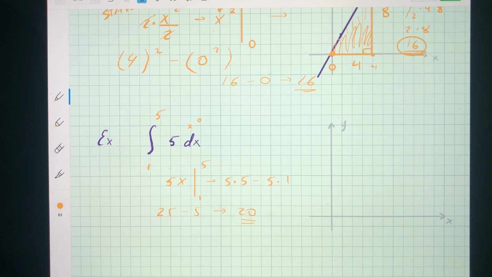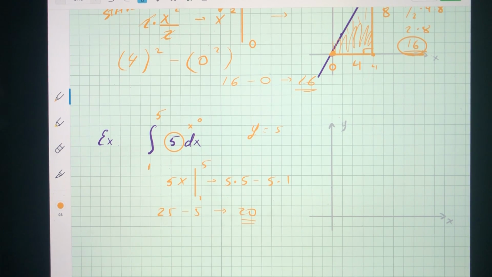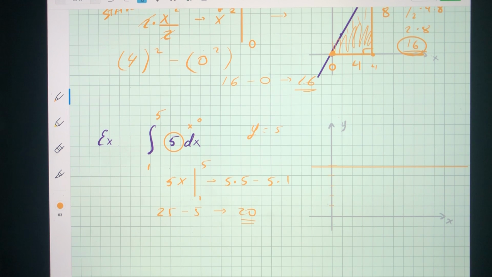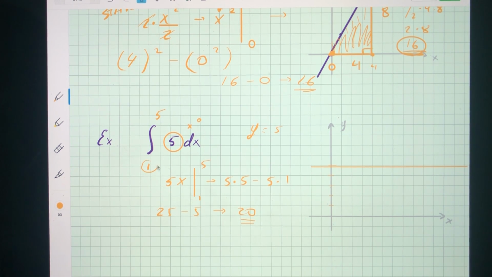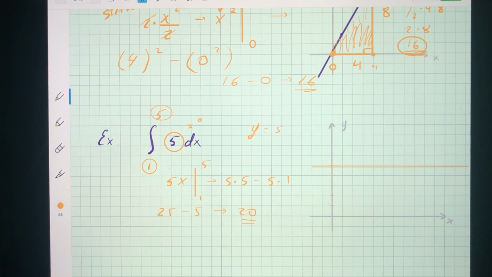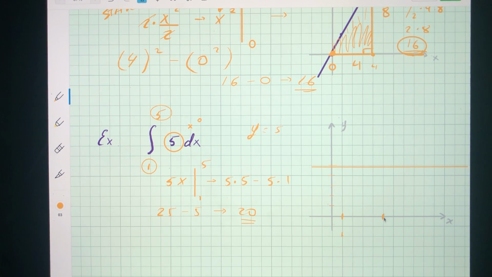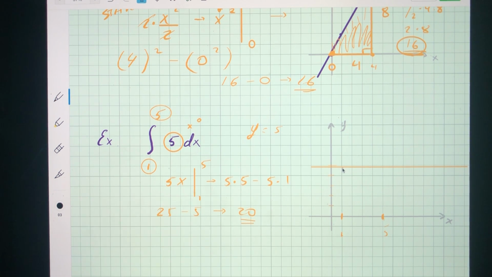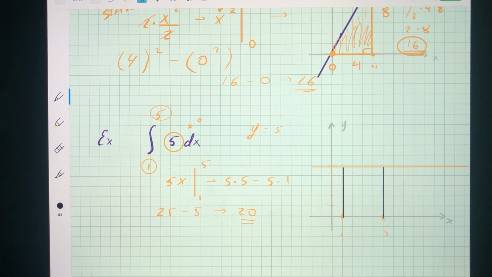What is y equals 5? Well, y equals 5 is a horizontal line that goes through 5: 1, 2, 3, 4, 5. So it's a line that runs like this. Now we're asked to find the area from 1 to 5. So when x is 1 until x is 5. So here's 5. So from this cutoff point to this cutoff point, what is the area?